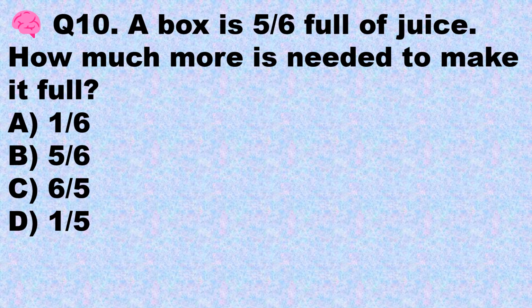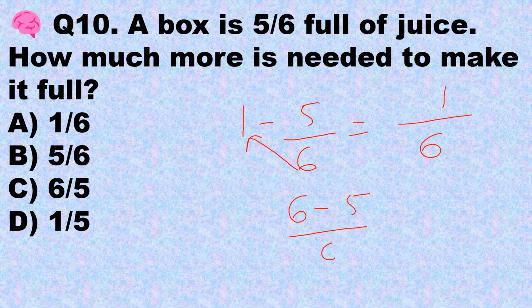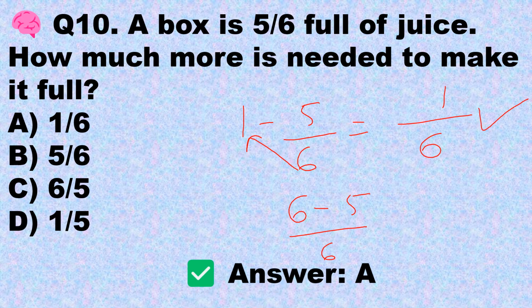A box is 5 by 6 full of juice. How much more is needed to make it full? Full means one. Okay. So a box is 5 by 6 of juice. We have to make it full. So 1 minus 5 by 6. So how much is required? 1 by 6. We have to do 6 minus 5 divided by 6. So we will get 1 by 6. The option A is your correct answer.